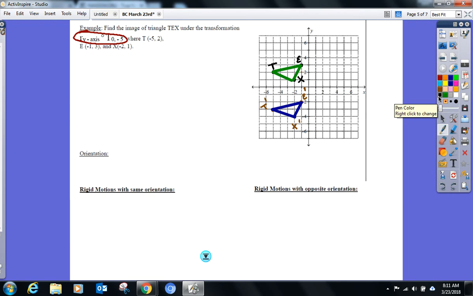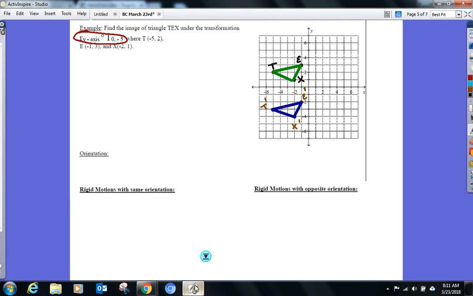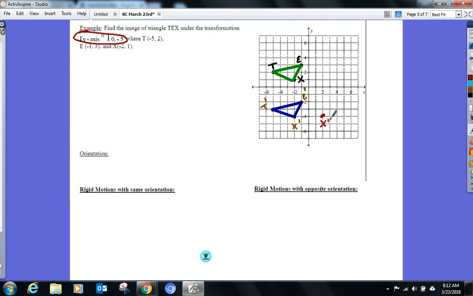And now with the prime triangle, what am I asking you to do now? Reflect it over the y-axis. And again, you do that with your primes now. So take triangle TEX prime, reflect it over the y-axis. Not the x, the y. Distance doesn't change. So 1, 2 for X double prime. 1, 1 for E double prime. 1, 2, 3, 4, 5 for T double prime.